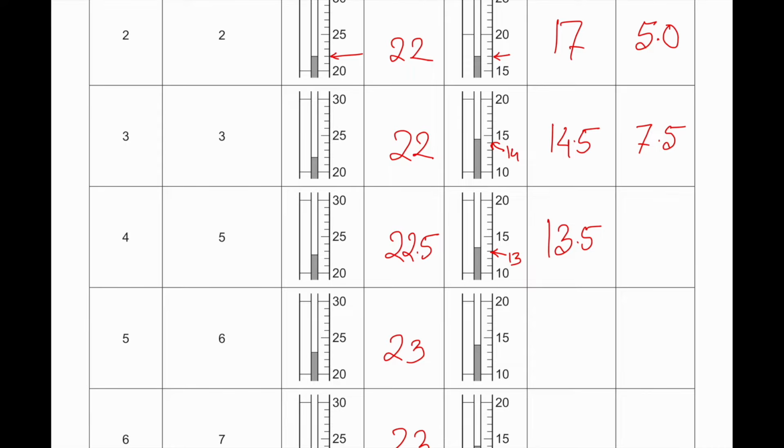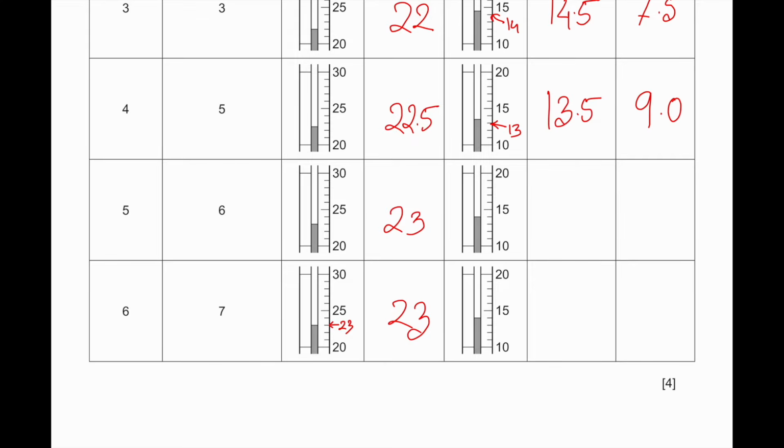So 22.5 minus 13.5 is 9 degrees Celsius. Alright, this is 16, and the next one is 16 too. So we can see in both cases it's 9 degrees Celsius.